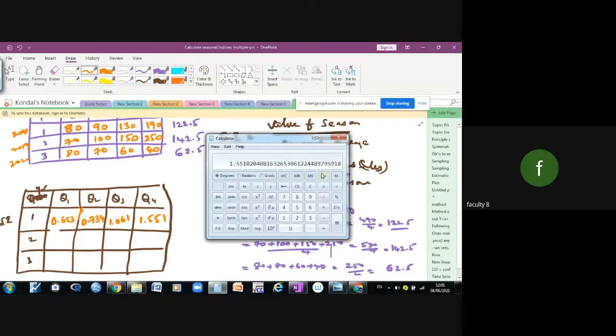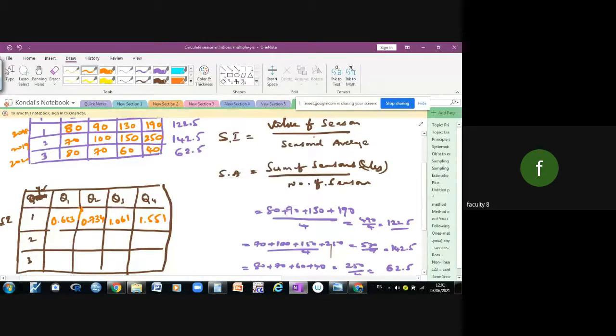Here, 70 divided by 142.5. How much is it? 0.491, right? Then next, 100 divided by 142.5. How much? 0.701. Okay.